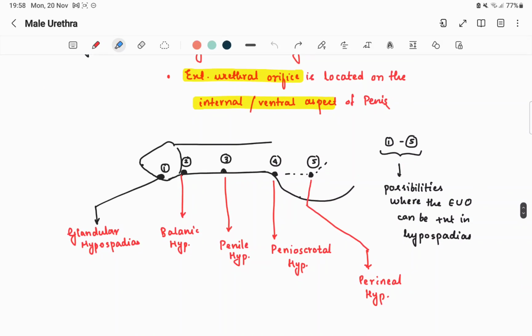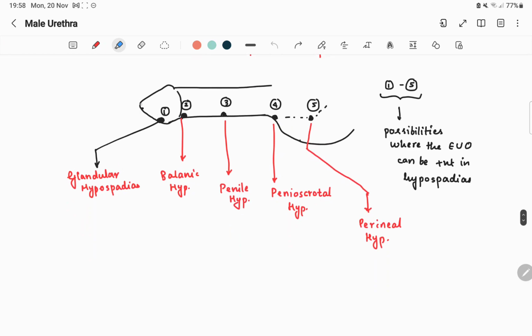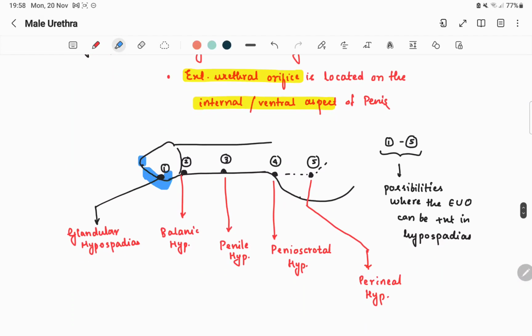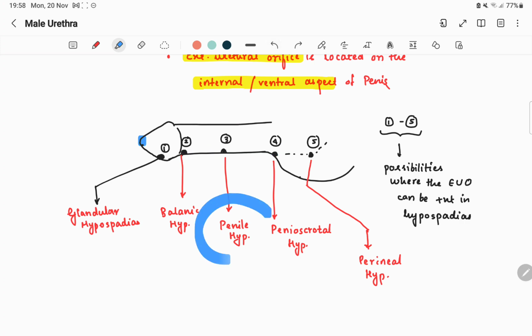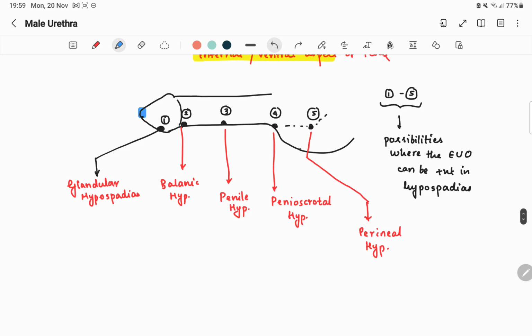And 1 to 5 are the possible locations of hypospadias. If your external urethral orifice is located in the glans region, we call it glandular hypospadias. In this region it is called balanic hypospadias. This part in the shaft is penile hypospadias. The junction of the penis and the scrotum is called penoscrotal hypospadias. And if it is located in the scrotum, it is called perineal hypospadias.